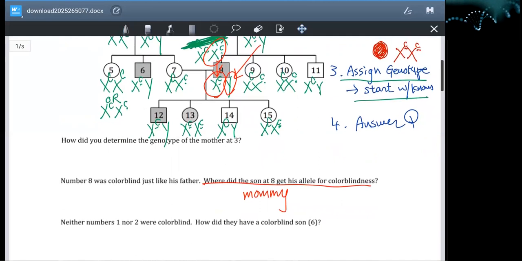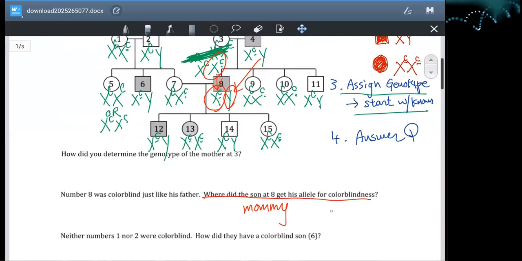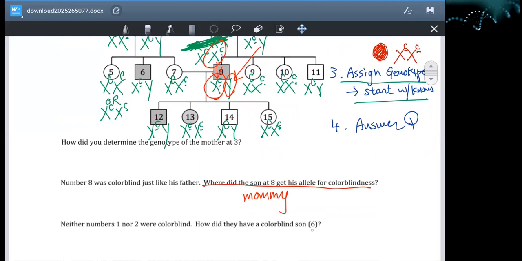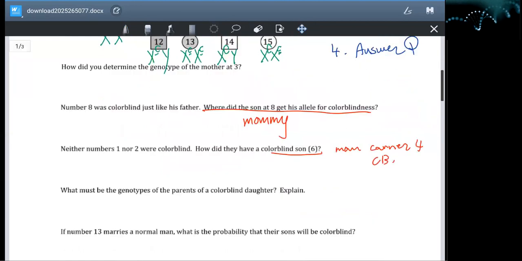Next, neither number 1 nor number 2 were colorblind. How did they have a colorblind son? Yes, that used to be the question, right? I'm fine. My spouse is fine. Where do we get the son from? Do you think it is daddy? No. Colorblind sons always come from mommy, and if they're both fine, the mommy must be a carrier. So let's look. Number 1 and number 2, yep, they look fine. Where did he get it? Let's try this again so it's clear. Where did he get his Y? Daddy. Where did he get his X? Mommy, right? So how did they have a colorblind son? They have a mom that was a carrier for color blindness.